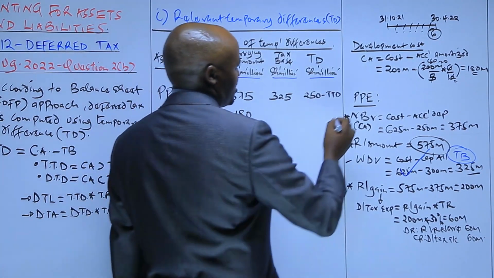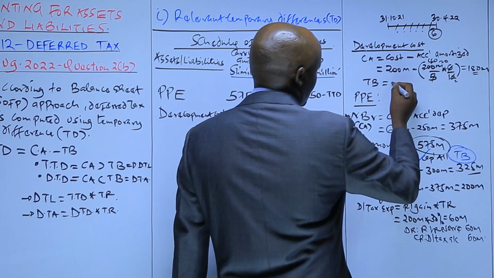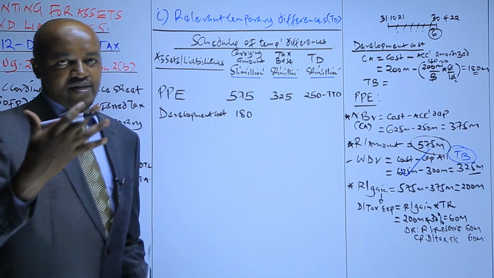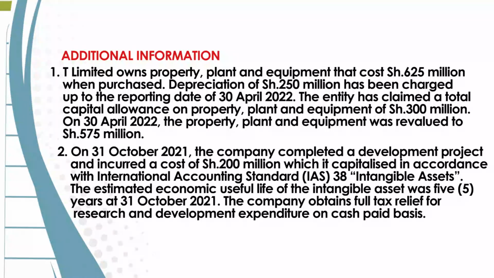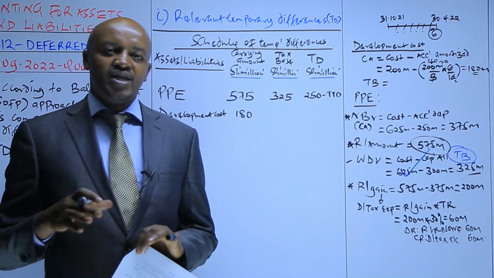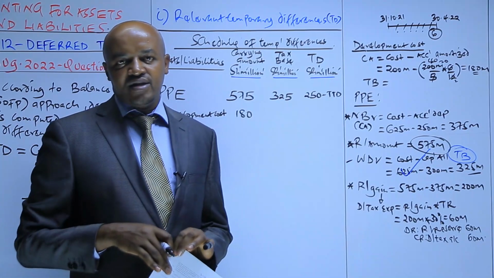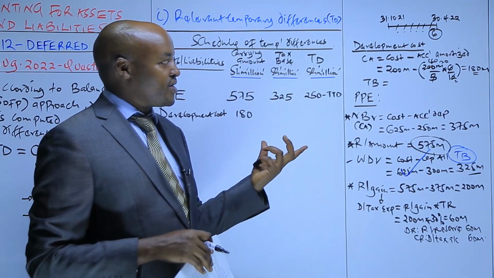What about the tax base? Tax base, in this case, is equal to the amount which will be allowed for tax purposes in the future. There is some information which you are told in this question that the company incurred this particular development cost during the current year, or basically 6 months to the end of the year. And then in the last sentence, we are told the company obtained a full tax relief of research and development expenditure on a cash paid basis, meaning that anytime the company has incurred development cost or even research cost, that amount will be treated as an allowable expense once it has been paid. So this means that this development cost has already been paid.